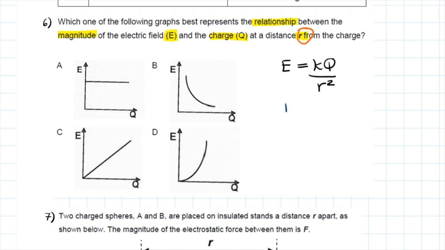Now, based on this formula, we see that E is directly proportional to the charge. Therefore, as the charge increases, the electric field should increase as well. And the answer to this problem is therefore C, where we have a linear graph that displays direct proportion.